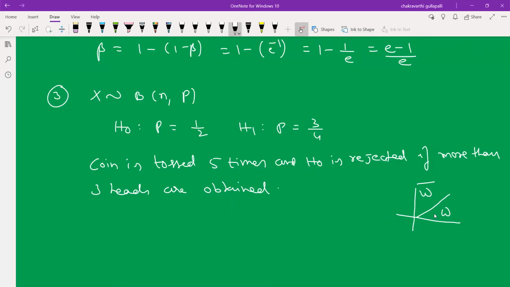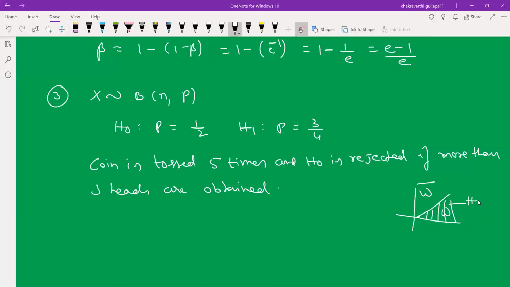If more than 3 heads, that means 4 heads or 5 heads. 4 heads is 5C4, which is 5. 5 heads is 5C5, which is 1. 5 plus 1 is 6, so there are 6 cases out of 32 in W, and the remaining 26 cases are in W bar. Based on this statement, if your observed value falls in the W area, the rejection region, H naught is rejected.